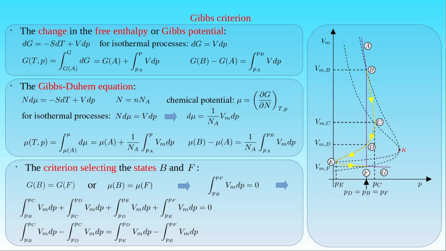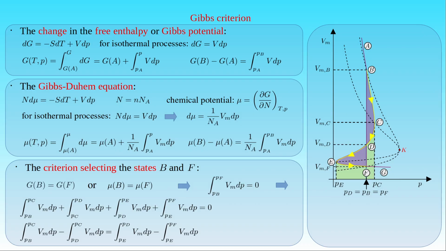Here we see that the first integral in the left-hand side of the equation gives the area under the isotherm between the states B and C, and the second integral gives the area under the isotherm between the states C and D. Their difference is equal to the area of the closed curve B, C, D, and B. Similarly, the first integral in the right-hand side of the equation gives the area under the isotherm between the states E and D, and the second integral gives the area under the isotherm between the states E and F. Their difference is equal to the area of the closed curve D, E, F, and D.